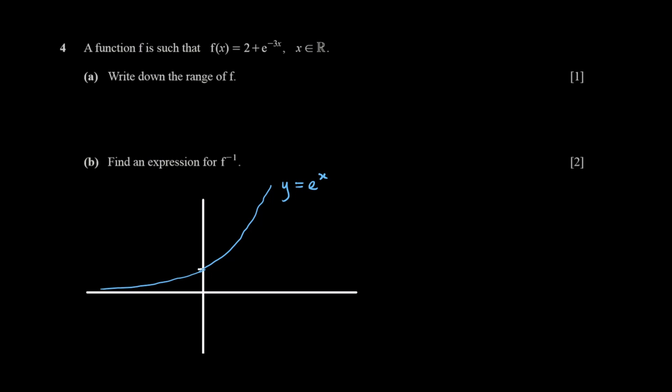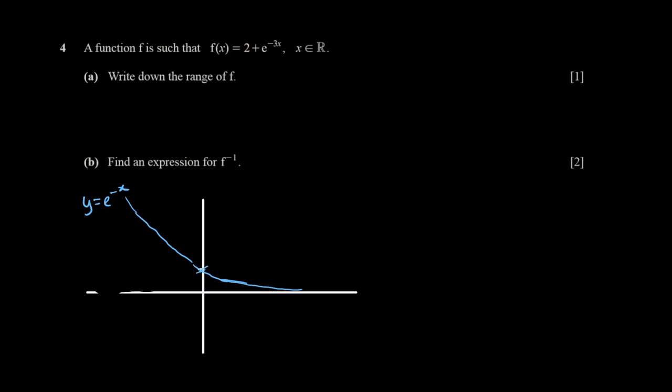What does e to the negative x look like? Well, it's basically the same kind of shape, but a reflection in the y-axis. So e to the negative x slopes down like that. Okay, so that's y is equal to e to the negative x. So the basic shape of our graph here is going to look like that, because we've got a negative exponential. But what's this 2 going to do?